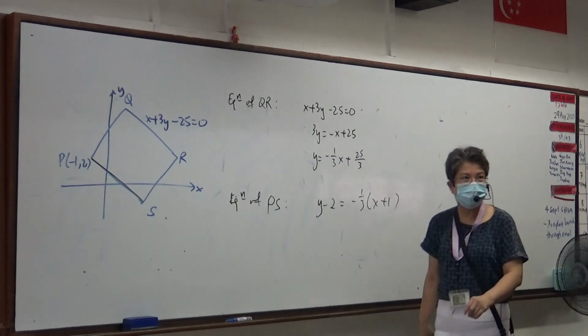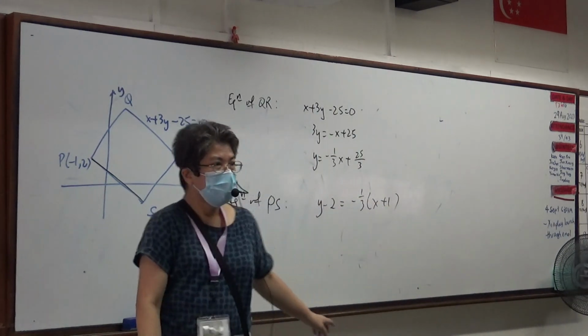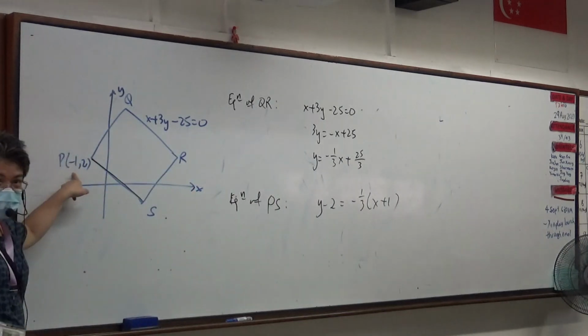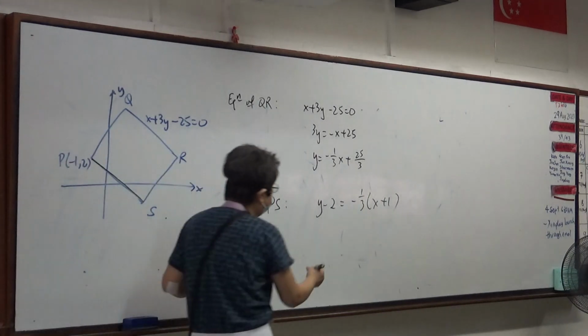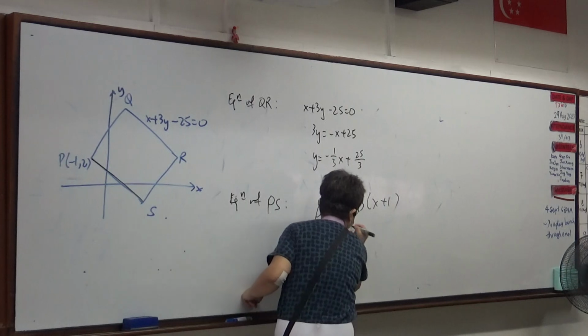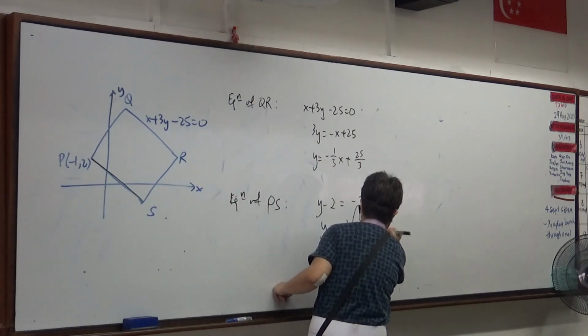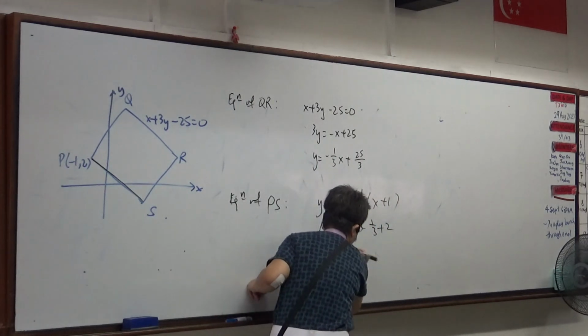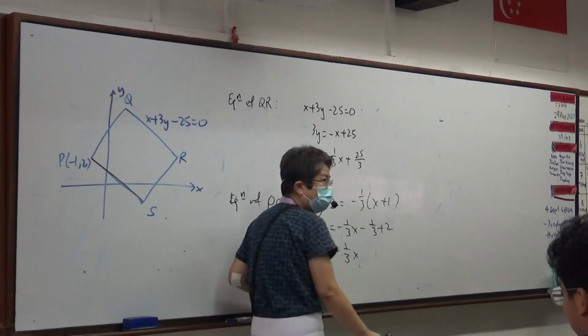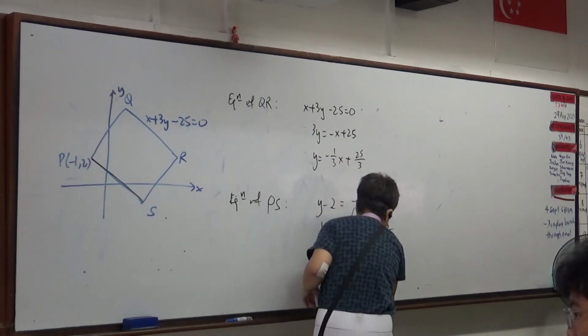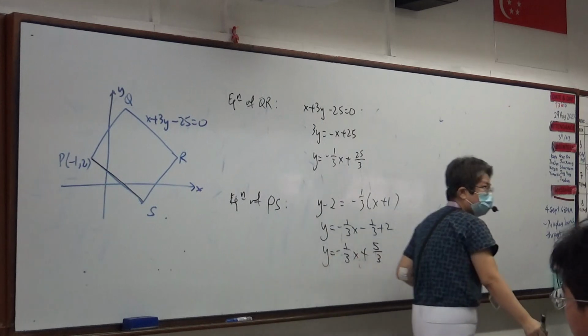How come become plus 1 there? No? Because minus 1 becomes plus 1. Can you see? Okay? So, this one will be 1 2/3, right? So, plus 5 over 3.